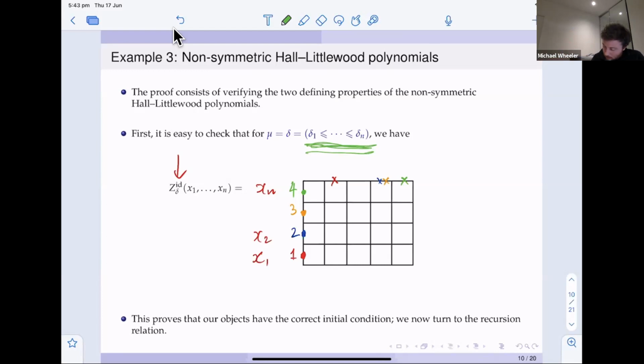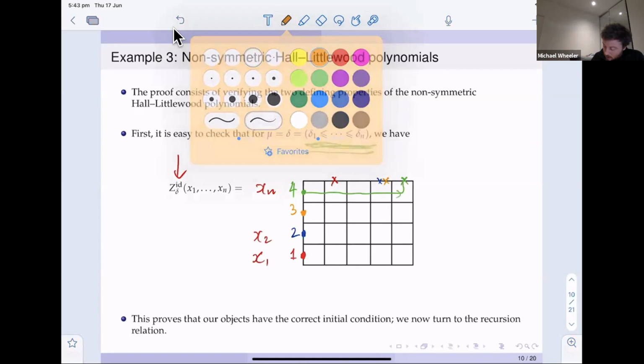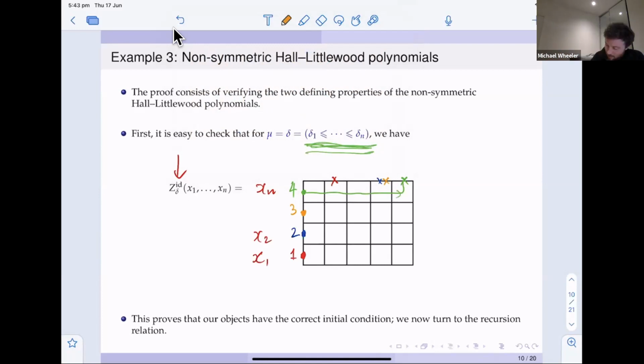So this green path has to just do this. There's nothing else that it can do. And likewise for the orange. It's important to note here that at the intersections of these vertical edges, you can only have one path intersecting a vertical edge, because we're looking at the fundamental model. So that means these edges are all saturated.